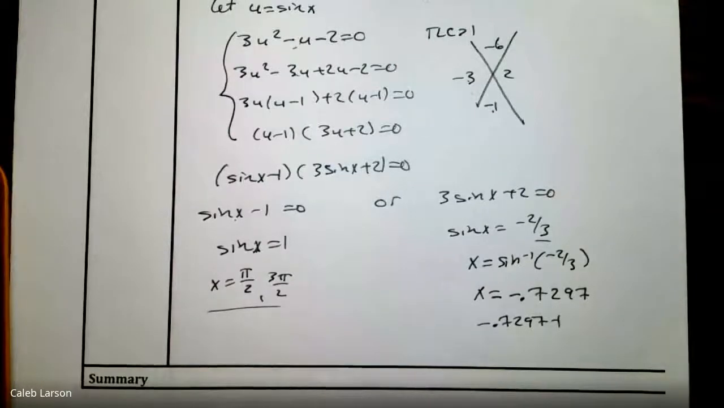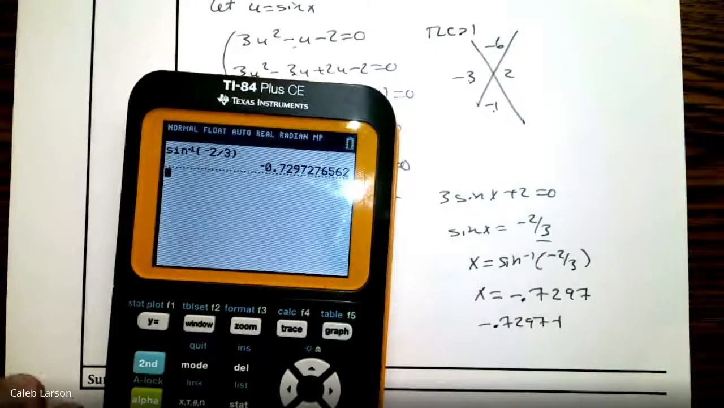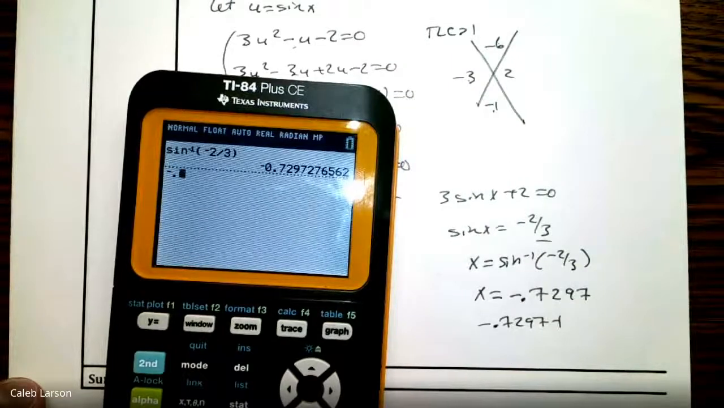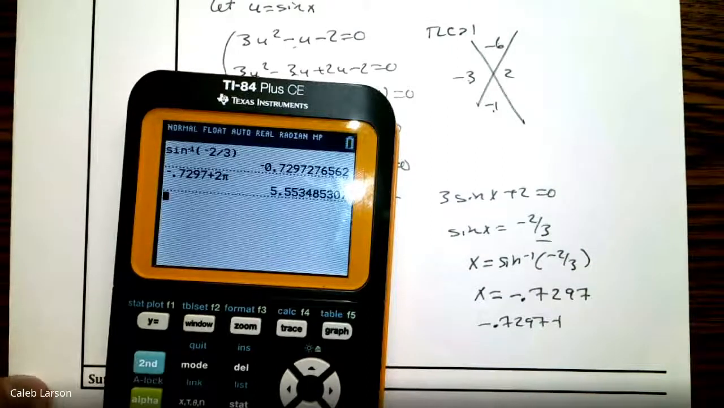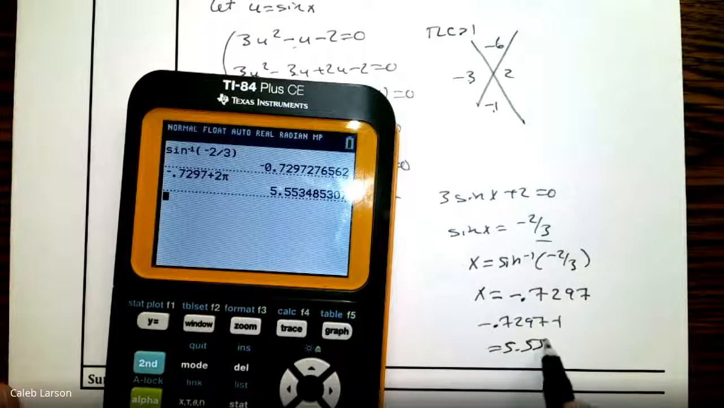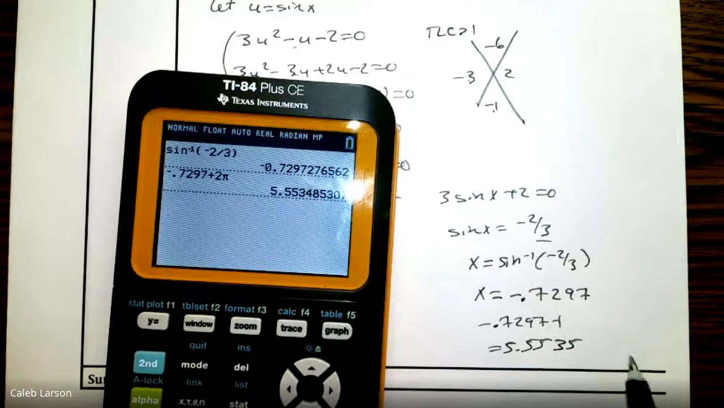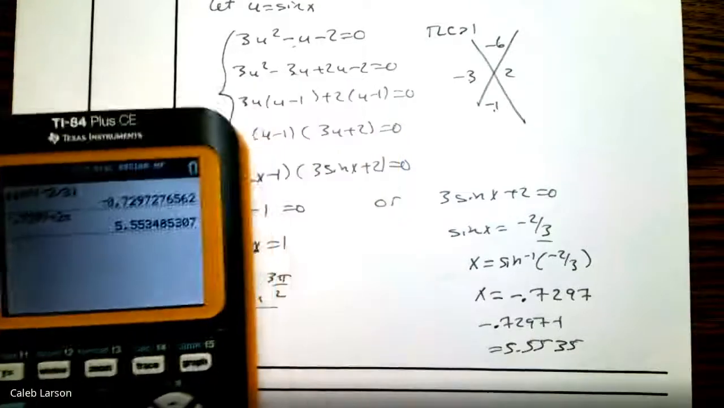So we're in decimal, so I'm going to add 2 pi. So -0.7297 plus 2, where's pi? It's not a button I use super often. There it is, 2 pi. So we have 5.5535 as our solution there, okay?